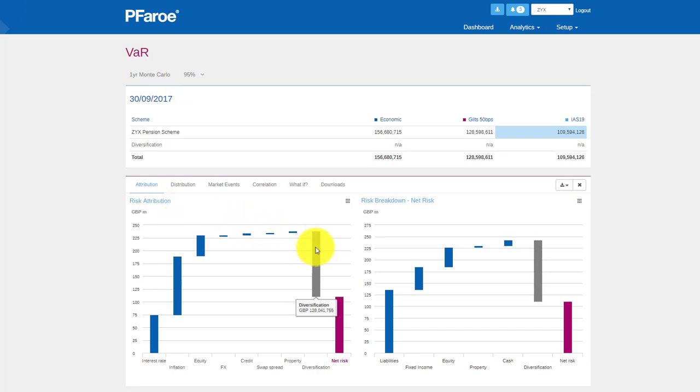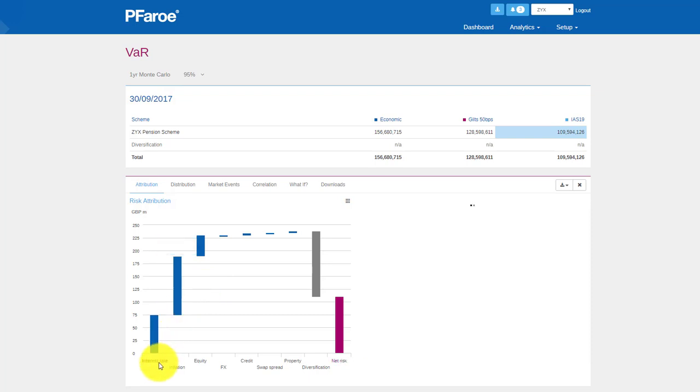The diversification bar accounts for the difference between the sum of the stresses across all risk factors, applying each stress independently, and the result from applying all stresses at the same time, which gives the net risk. It therefore highlights the level of correlation between the risk factors. The right-hand chart, labeled Risk Breakdown, shows the sources of the asset portfolio and liabilities from which the VAR arises by risk factor. A user can click on any risk factor to see the individual component of VAR.